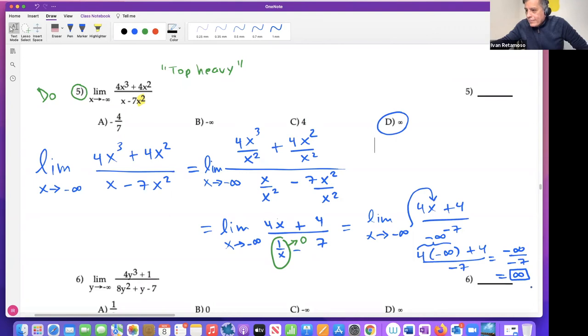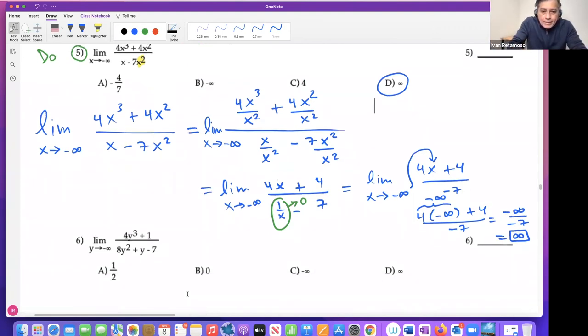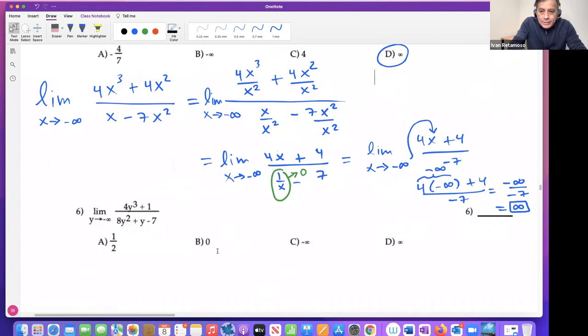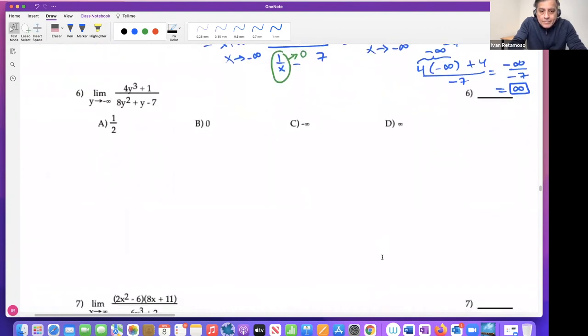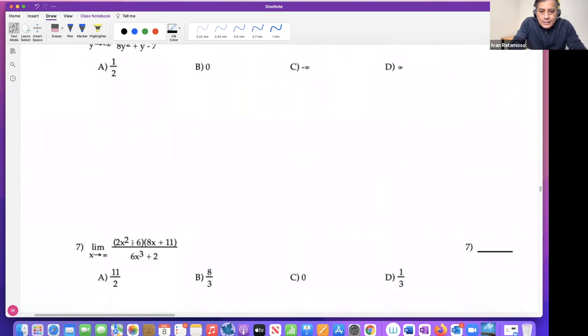All right, guys, so now let's talk about other forms. Okay, so this one you can do at home. It's again top heavy, right? It will lead to positive or minus infinity. This one you multiply, you FOIL it out. I'm going to write this as a hint here. Hint: FOIL out the numerator. And then you shouldn't have a problem there.